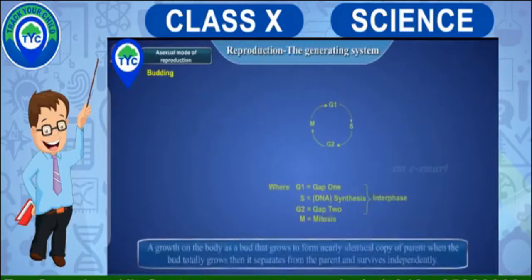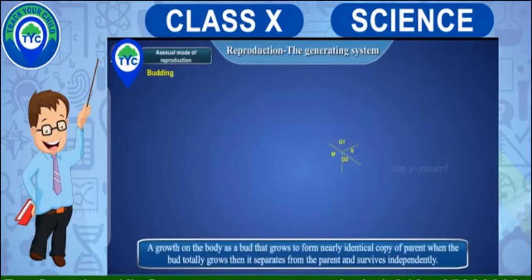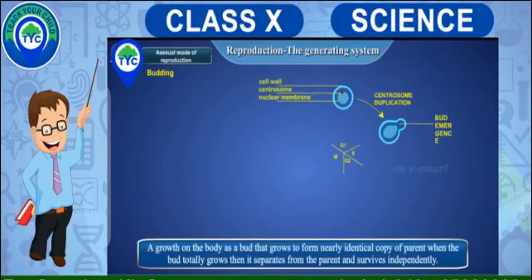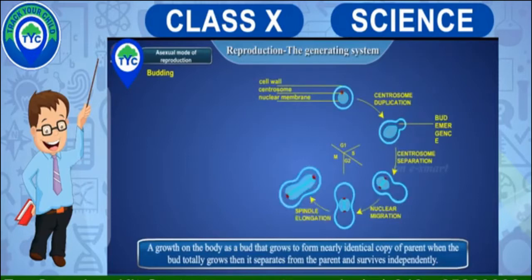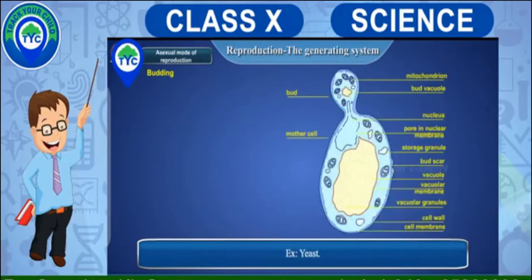Budding. A growth on the body as a bud that grows to form a nearly identical copy of the parent. When the bud has totally grown, it separates from the parent and survives independently. Example: yeast.